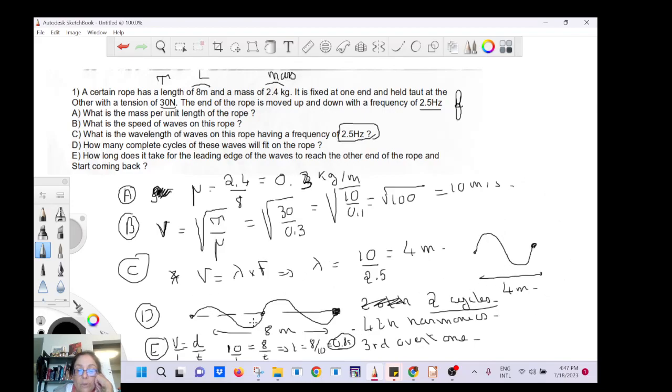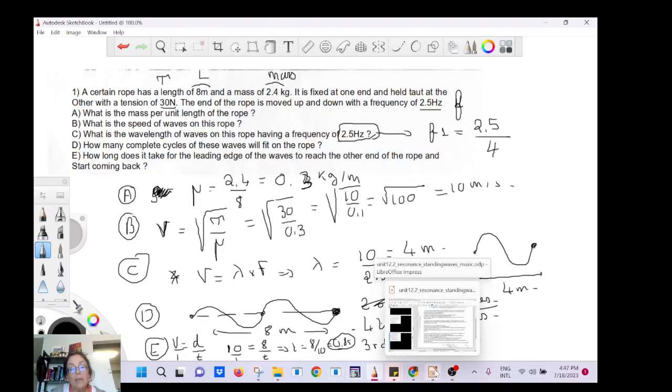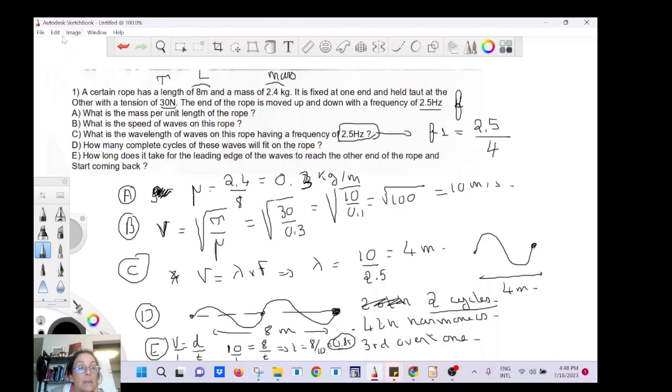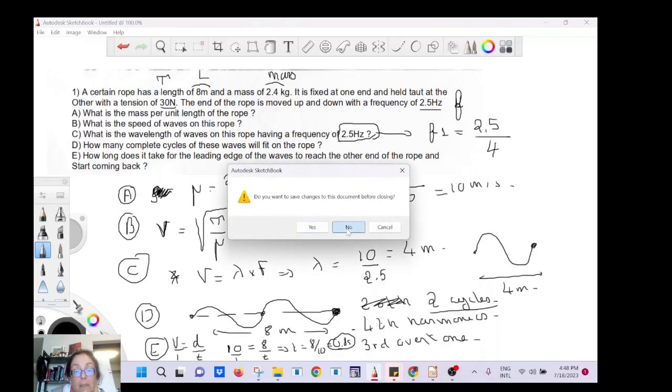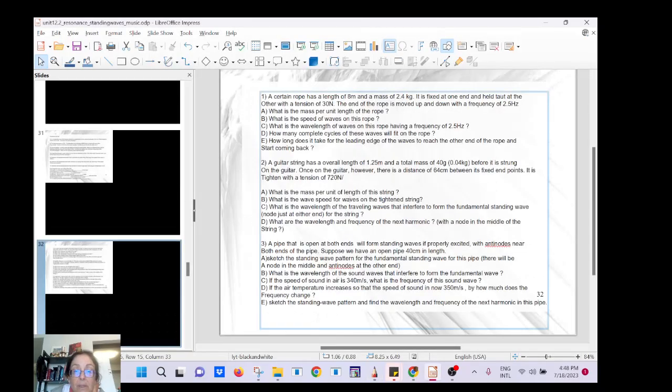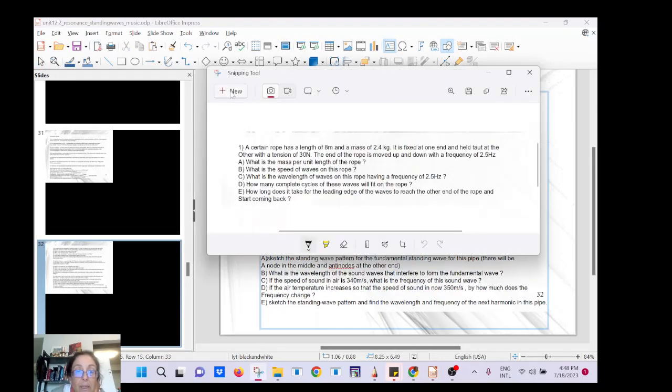So that will be 1, 2, 3, 4. That will be the fourth harmonics, the third overtone. So if you want to find the fundamental f sub 0, f sub 1, it will be 2.5 divided by 4, right? Okay, so let's do the next one. So the guitar. Let's do the guitar.